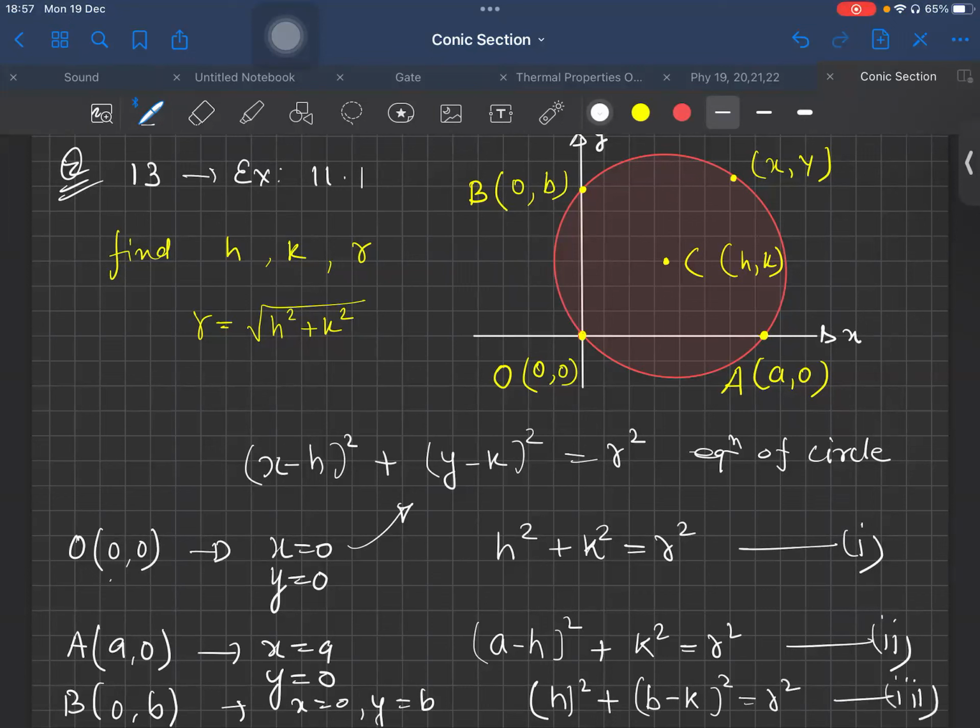So 3 equations. Now you have 3 variables, right? You have these to find out, and you have 3 equations, 1, 2, 3. So find the values of h and k from here in terms of A and B. Solve it. Effectively you have 2 variables, because the relation for r you already know: r is equal to the square root of h square plus k square. Find out, solve it.